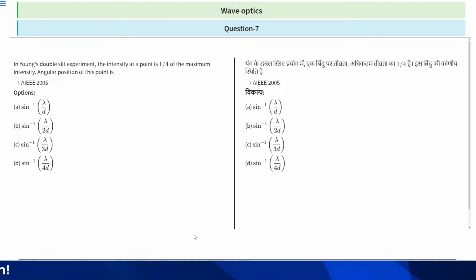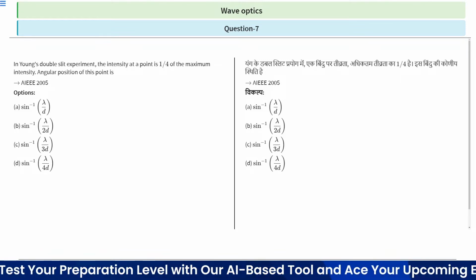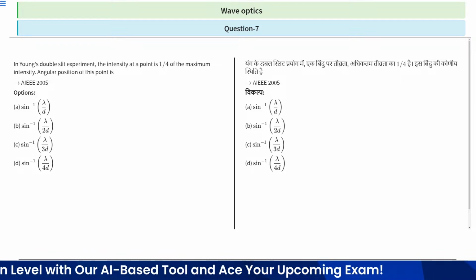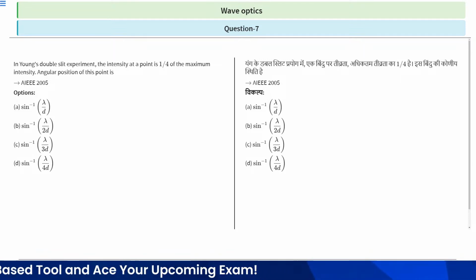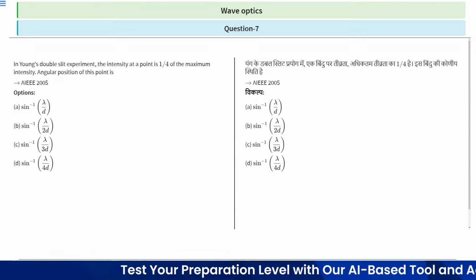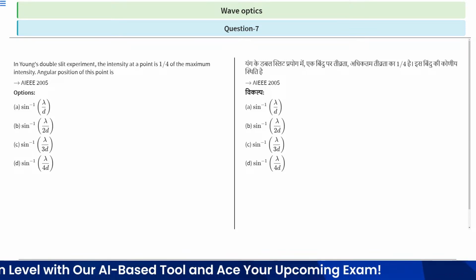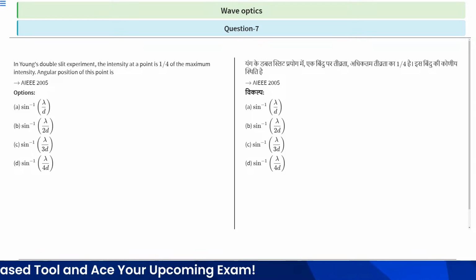Next question. In Young's double slit experiment, the intensity at a point is 1/4 of the maximum intensity. Angular position of this point is what? And this is an AIEEE 2005 question. So according to the question, suppose at this point the intensity is maximum. At this other point the intensity is 1/4 of the maximum intensity. So what will be the angular position of this point?